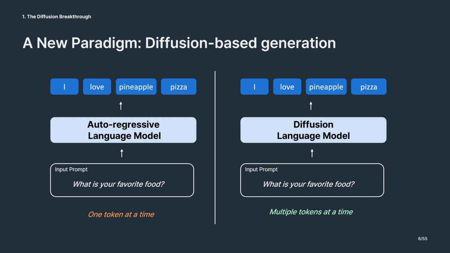This parallel generation capability is one of the key advantages of diffusion models. It opens the door to faster decoding, better control over the entire sequence, and new possibilities in how we refine or edit text. Instead of generating one by one, diffusion models allow us to treat generation more like a holistic transformation, one that evolves an entire sequence into a coherent output.